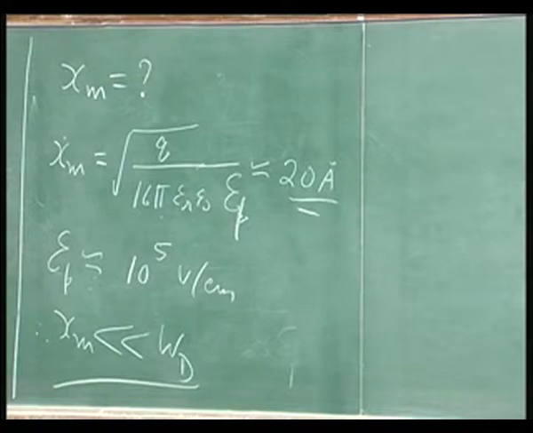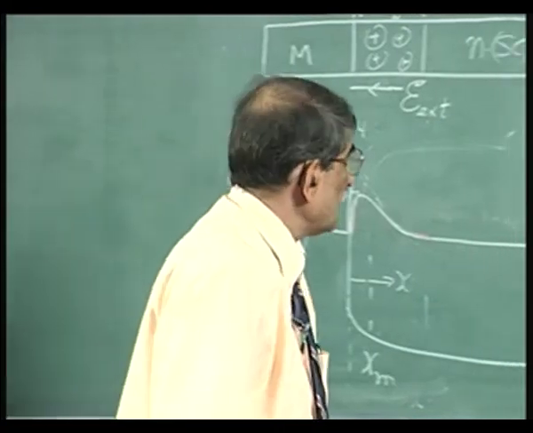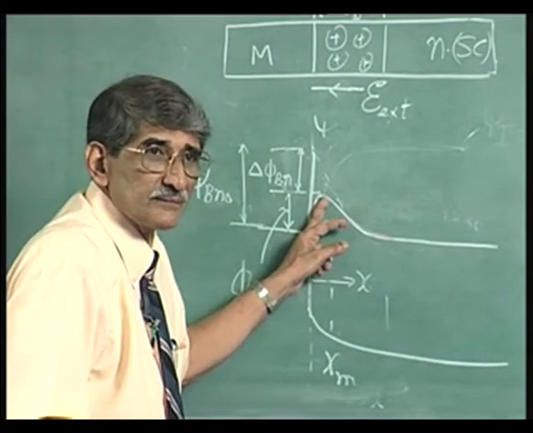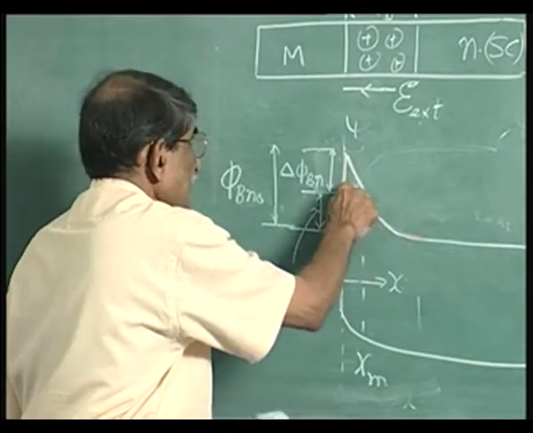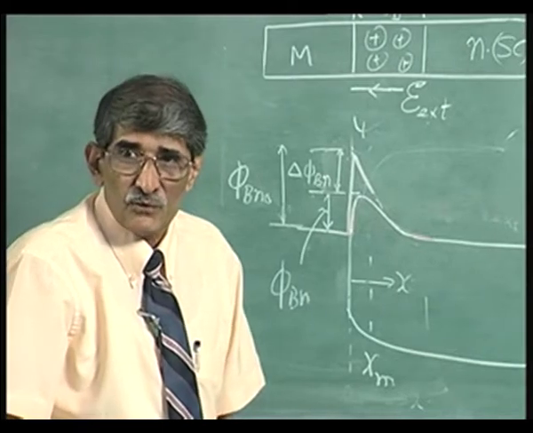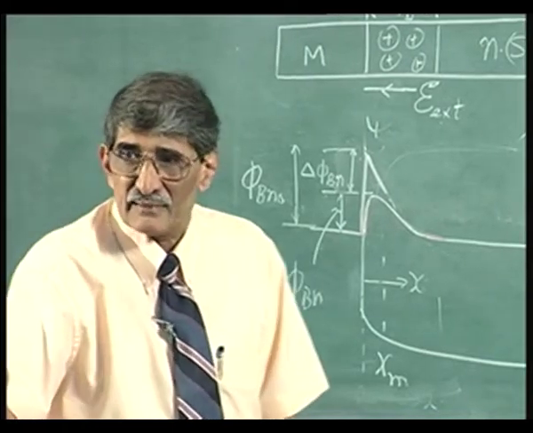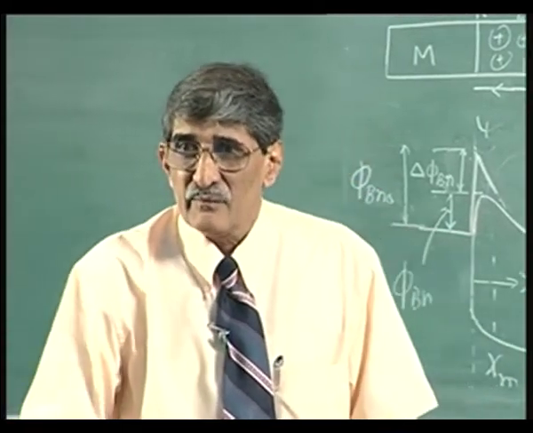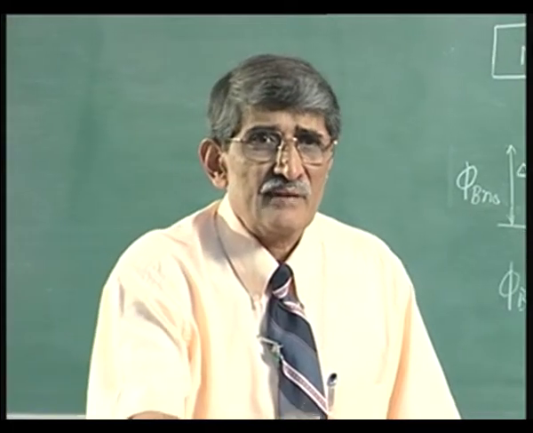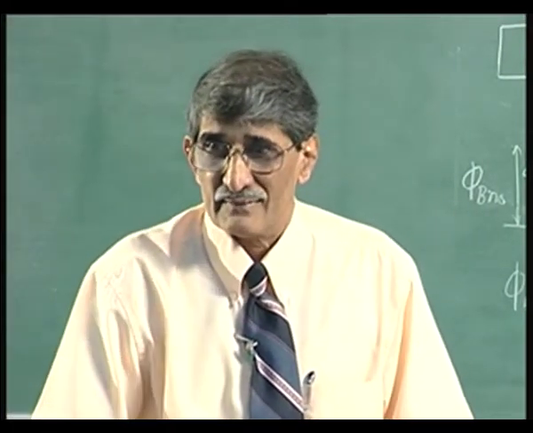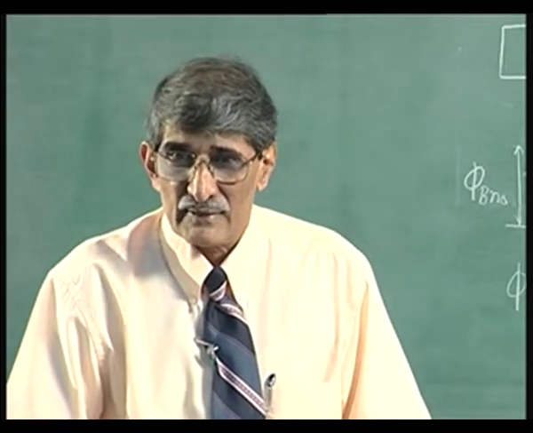So, our assumption that in the region up to this point, this potential is linear is very much valid. While deriving this expression for delta phi b n, we took E external equal to E peak into x. Now, we are talking of that only up to x equal to x m, and x m is very small compared to the depletion layer width. So, that is valid. We are justified in doing that.